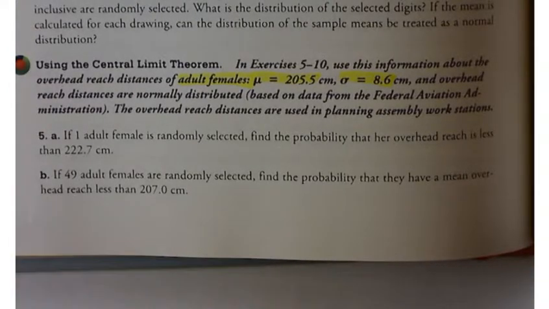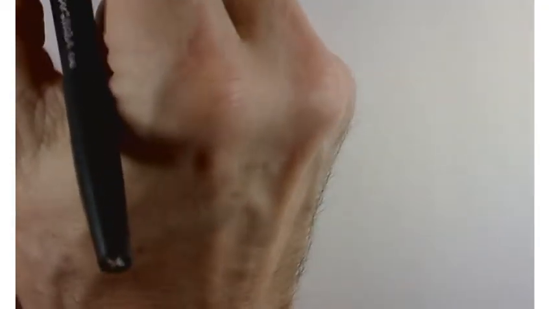Okay, so some of the problems on page 293 all relate back to this part right here. It says information about the overhead reach distance of adult females is that mu equals 205.5 centimeters with a standard deviation of 8.6 centimeters. And overhead reach distances are normally distributed based on data from the Federal Aviation Administration. So let's just copy this part down, that mu is 205.5 and sigma is 8.6. So I'm going to write it this way. X is distributed normally with a mean of 205.5 and a standard deviation of 8.6.